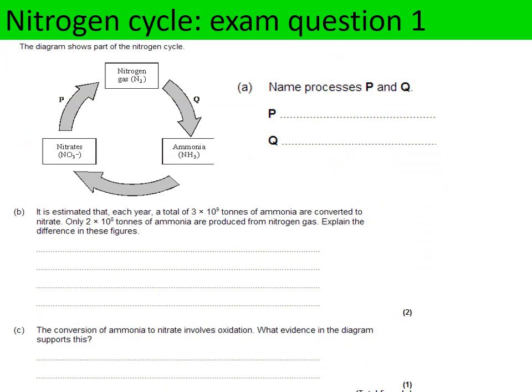So we can start to look at exam questions now using the knowledge about the nitrogen cycle. Now this question gives us quite a simplified picture of the nitrogen cycle, and the first question A says name process P and Q. So if we look at P, we're going to start with NO3 minus nitrate ions, and these are being converted into N2 gas.